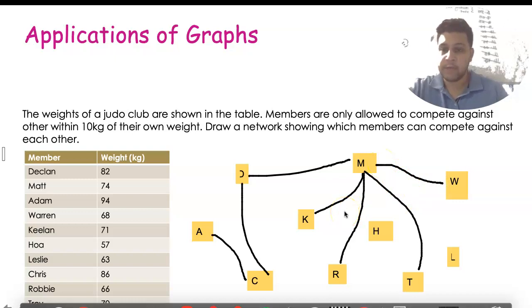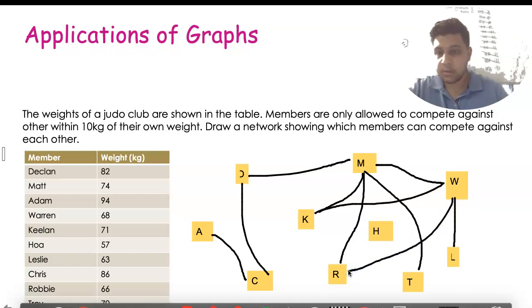Adam is too heavy. Keelan is within range. Hoa is just outside range. Leslie is within Warren's range. Robbie is within range. And as is Troy.